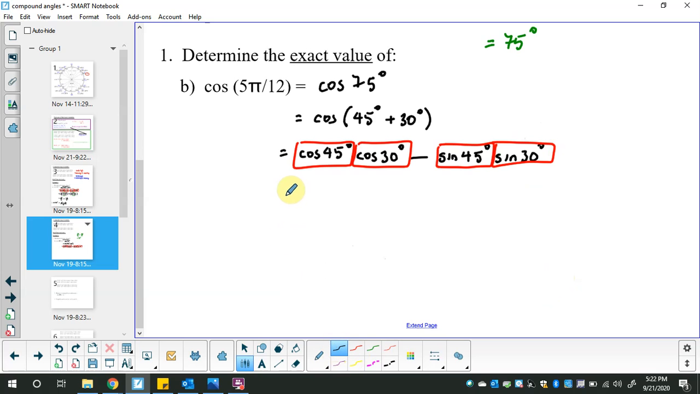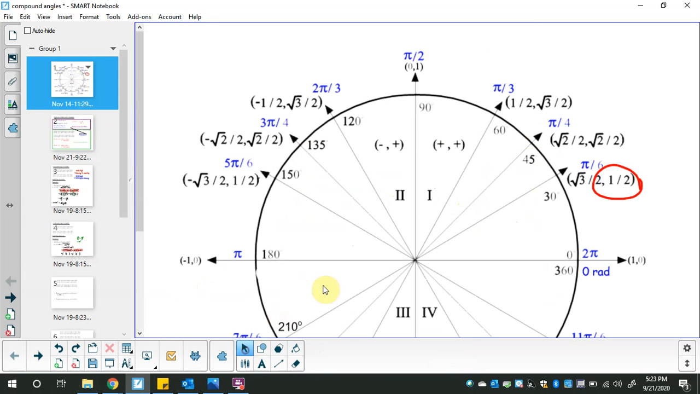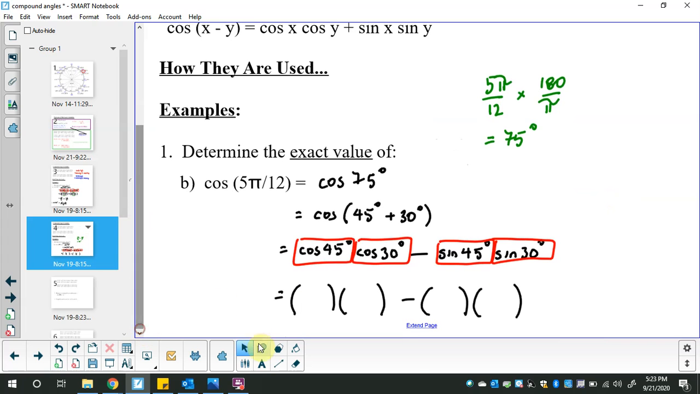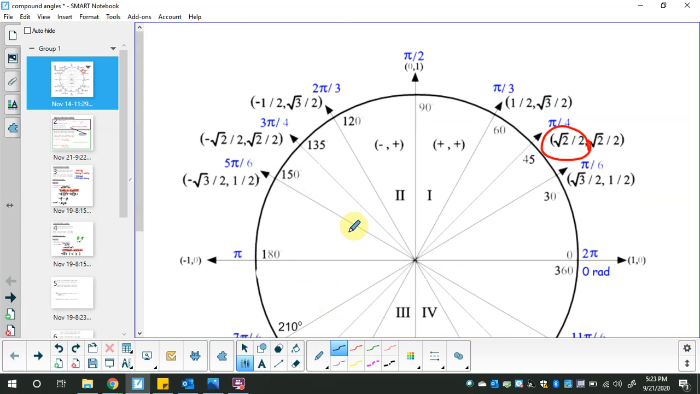So again, we're going to have 4 fractions in place of those boxes. So cos 45 degrees. 45, cos is the first one, root 2 over 2. Cos 30 degrees. 30 degrees, cos is the first one, root 3 over 2.